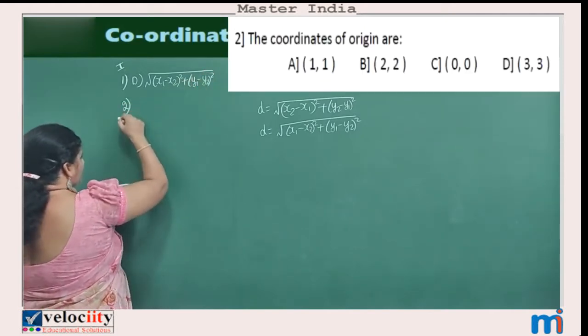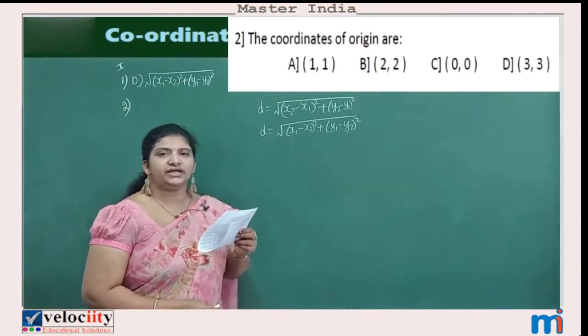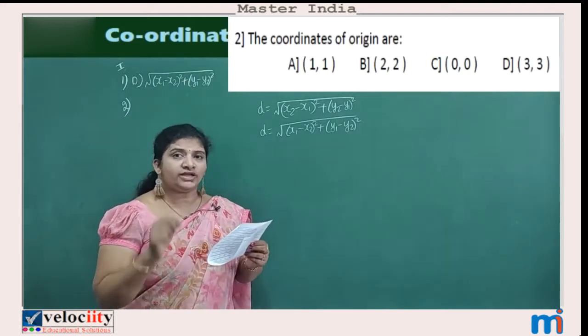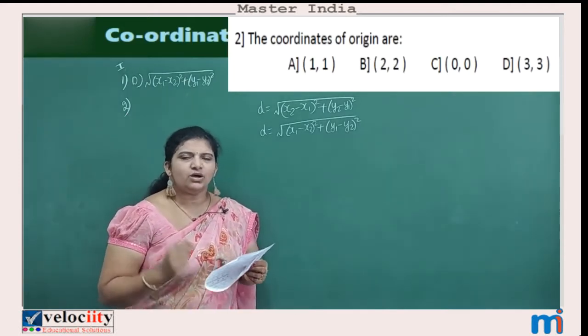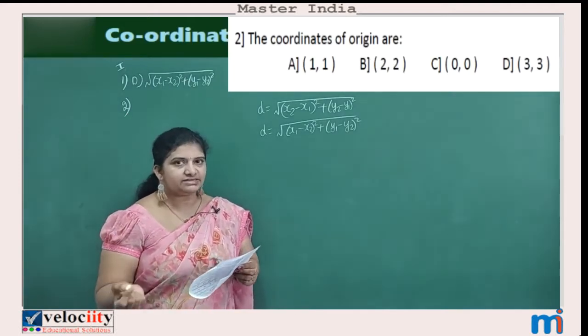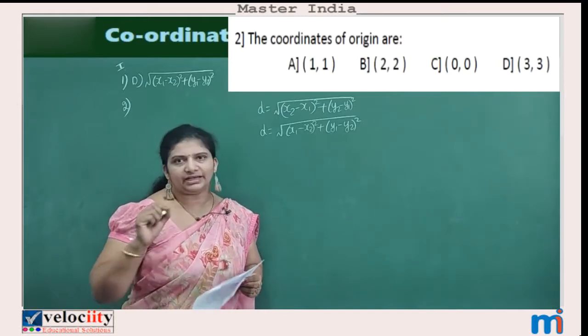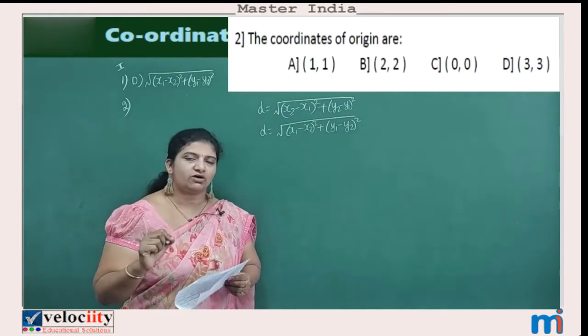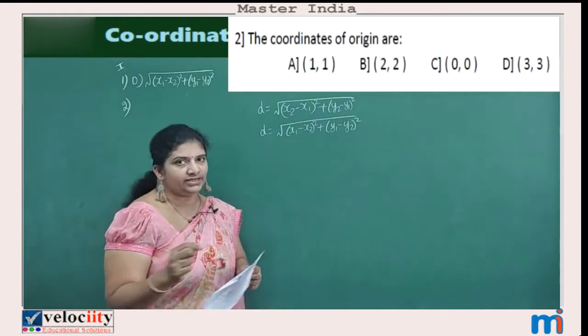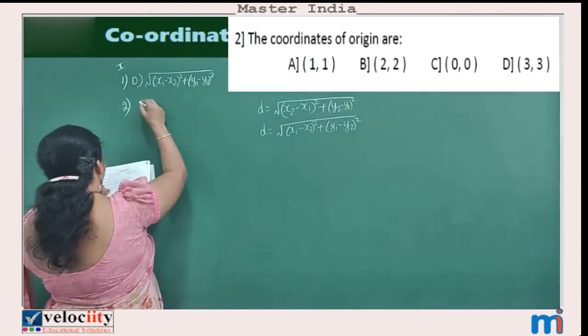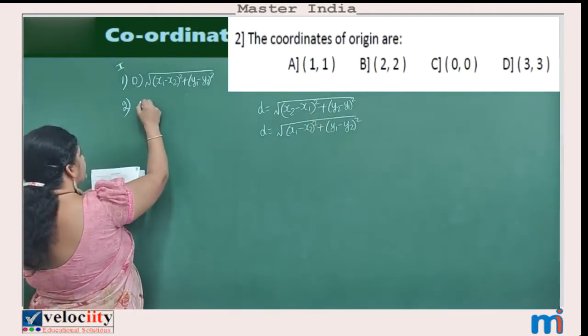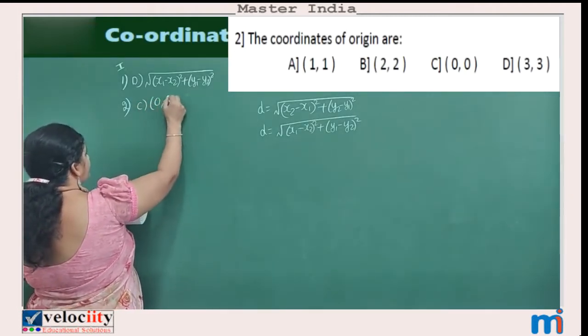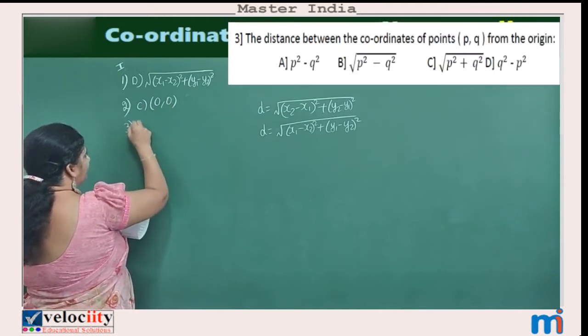Second one, the coordinates of the origin. Origin means where the x-axis and y-axis intersect at a point. That point is called the origin and its coordinates are 0, 0. Check the coordinates here. Option C, 0, 0.